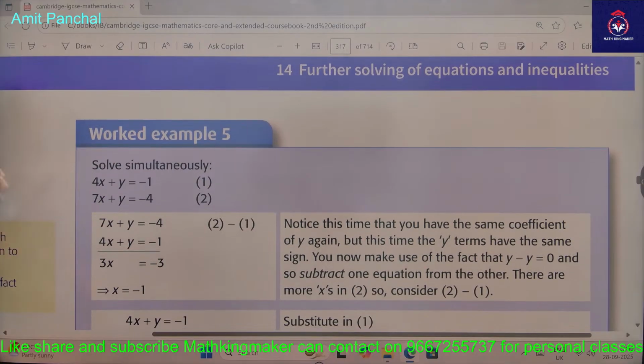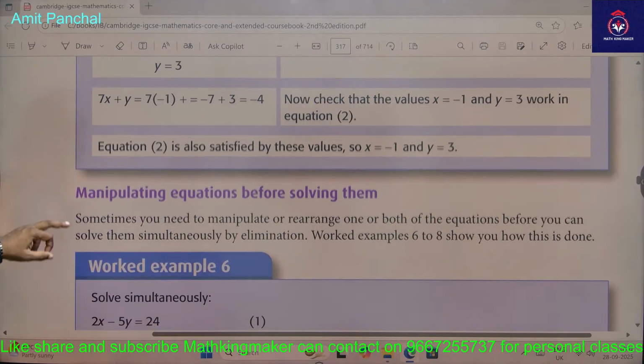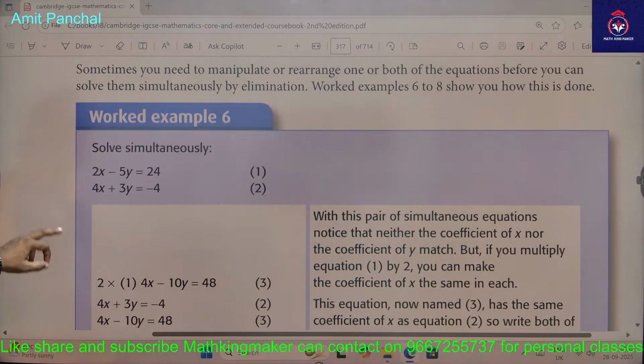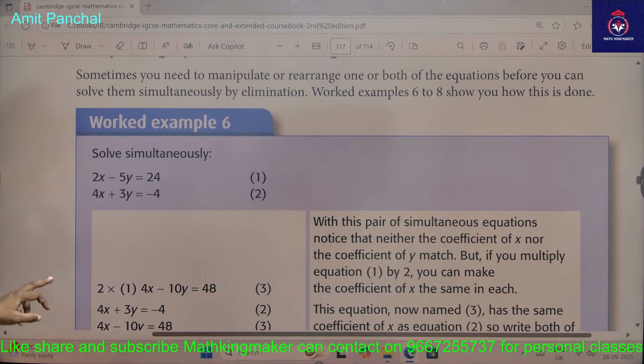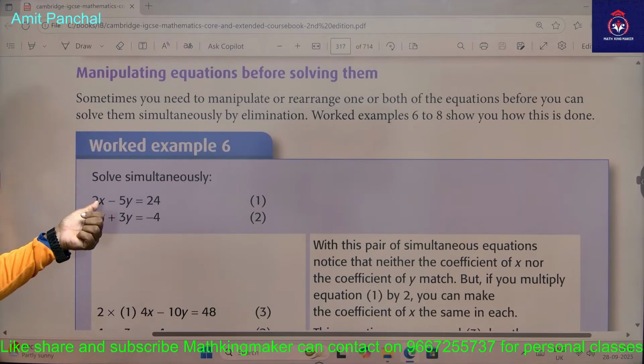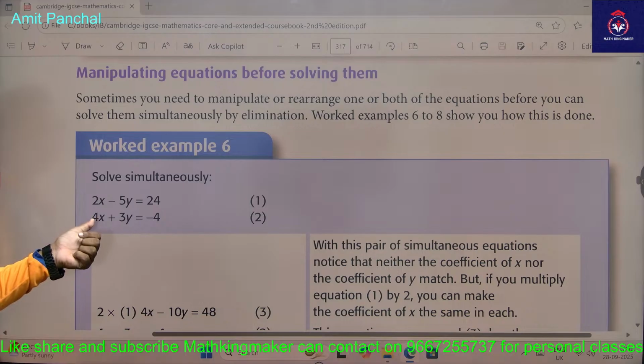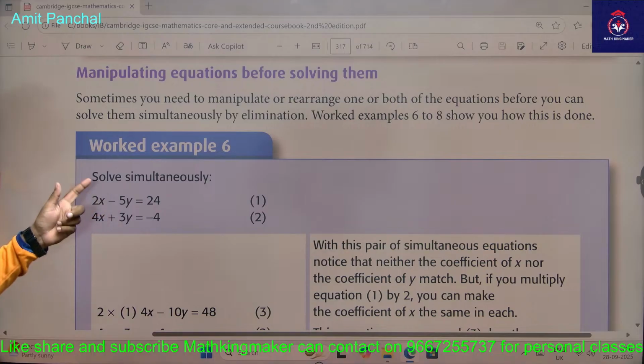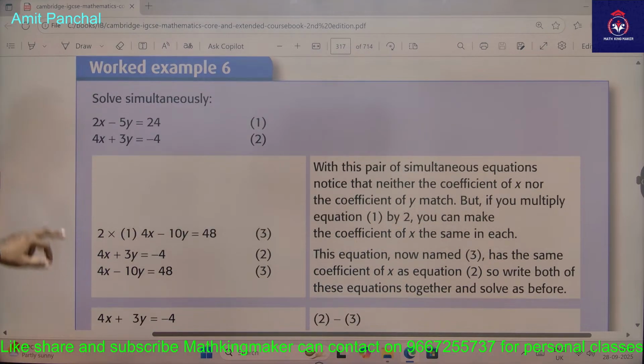So now these are some examples. You need to do them on your own. You just have to see which method is easy. Sometimes substitution may be easy, sometimes elimination may be easy. So you need to identify which method to use. Now you can also manipulate the equations. Like here, the coefficient of x is 2 and the coefficient of x is 4 here. So if you multiply the first equation by 2, the coefficients will be equal. This type of thing you can also do.